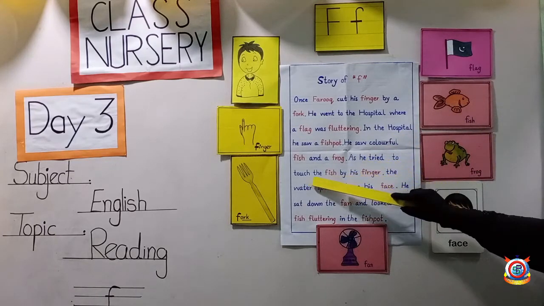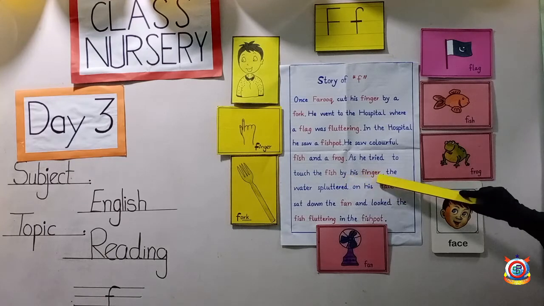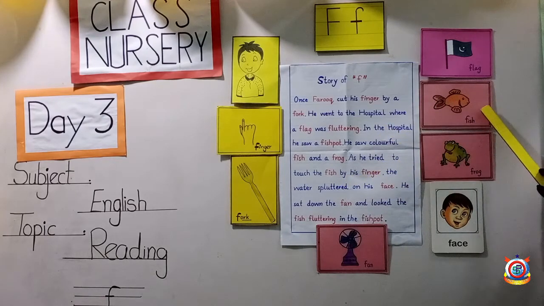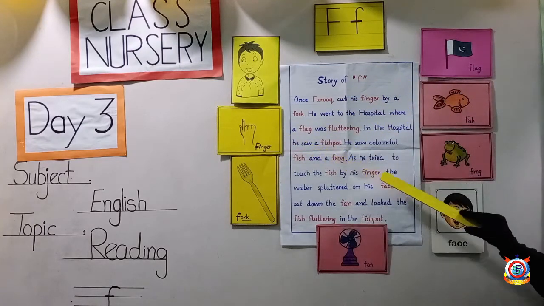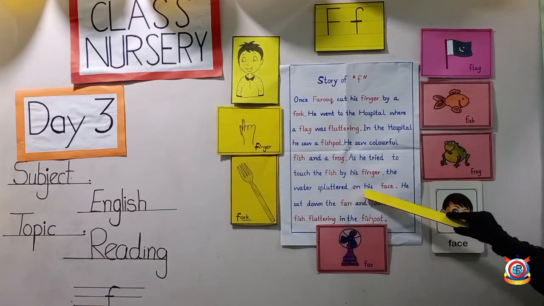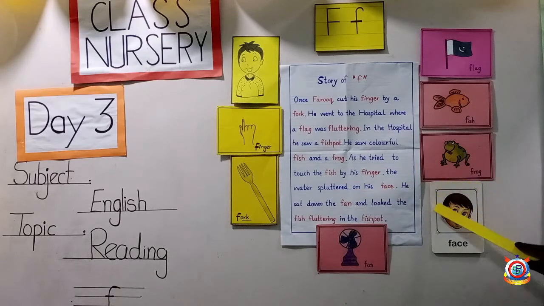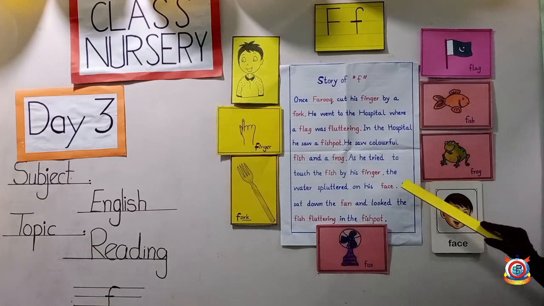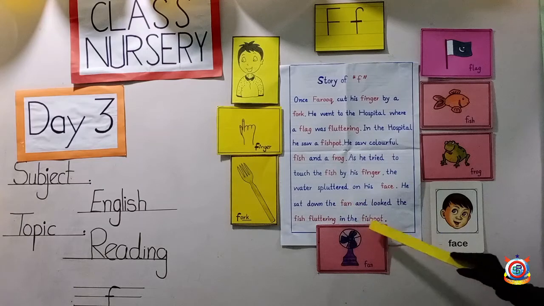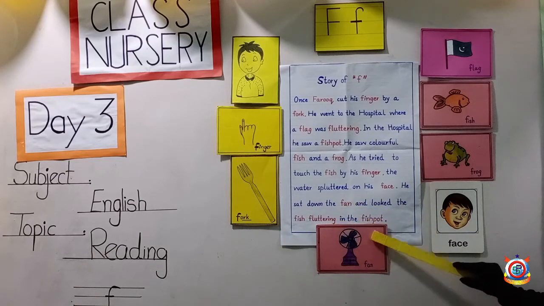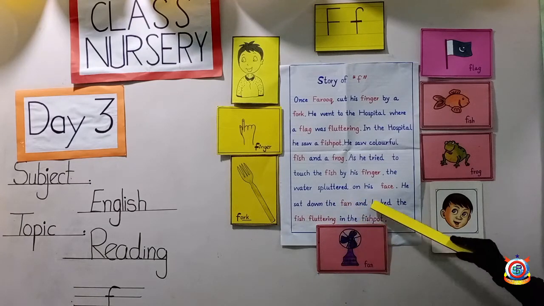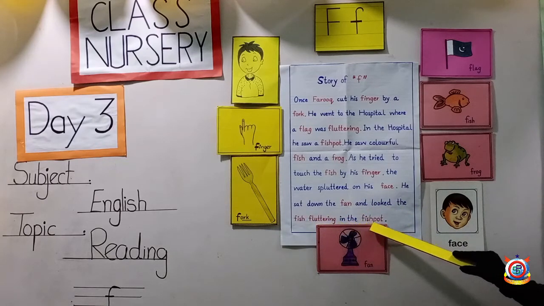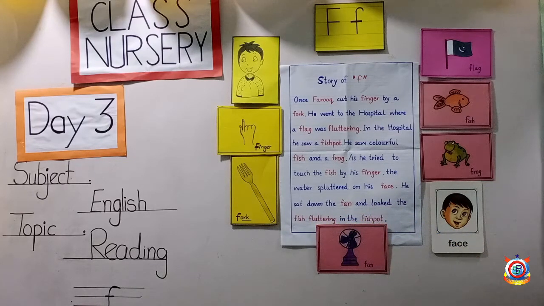As he tried to touch the fish by his finger, the water splattered on his face. Where did the water splatter? Over his face. He set down the fan. He set where? Down the fan. And looked at the fish fluttering in the fish pot.